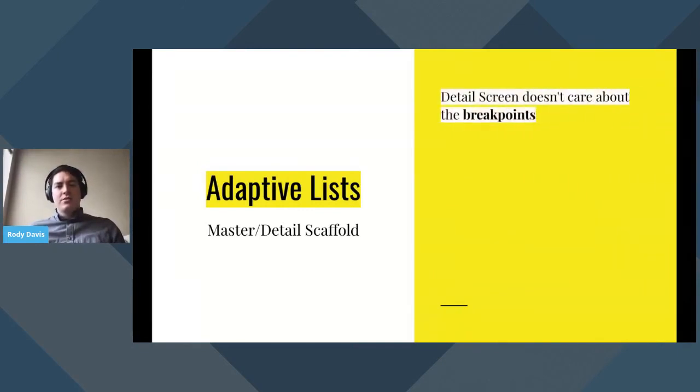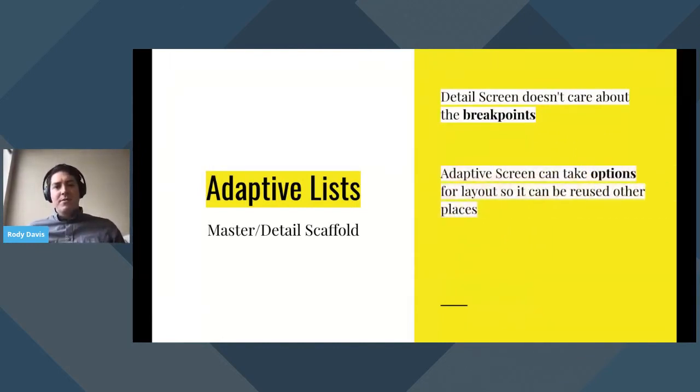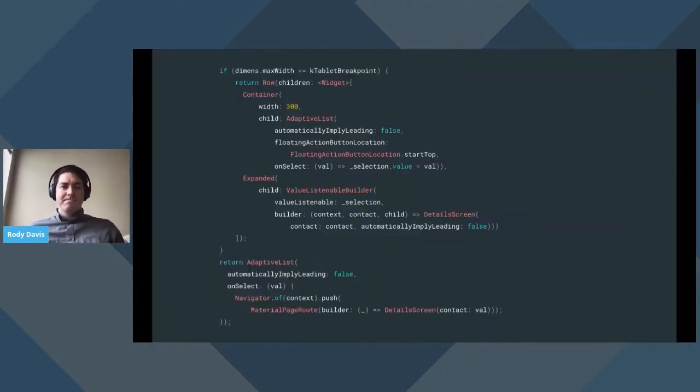As well as, the detail screen doesn't really care about the breakpoints of the parent. It only has its internal size that it is displayed upon. As well as the adaptive screen can take multiple options for layout, so it can be used in other places. We can literally drag and drop this thing wherever we need to. As well as we have one detail screen and one list view. This is really important. It means that we don't have any duplicated code.